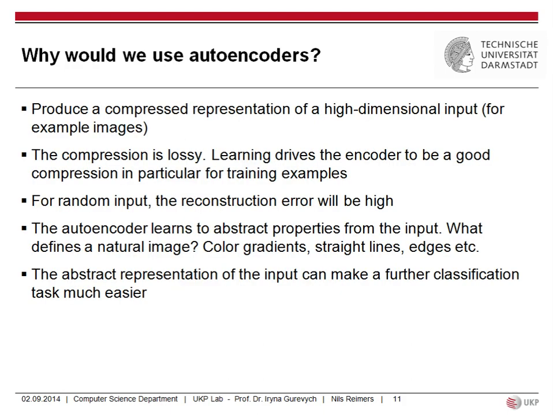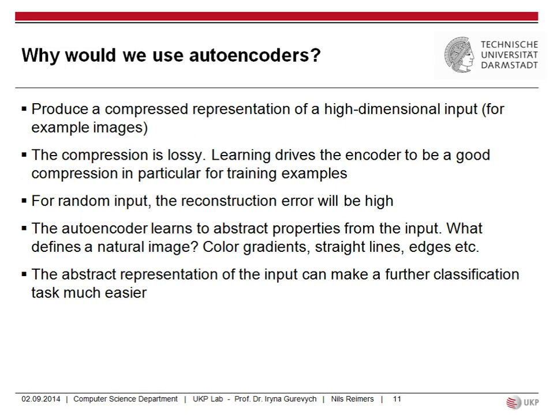What we do with autoencoders is produce a compressed representation of a high dimensional input. When you have an image of 1,000 times 1,000 pixels, it's a very high dimensional space. But in that space, the number of meaningful images, the number of real images, is really, really small. The compression is lossy, so we cannot store all information in our hidden state, only some of it. And learning drives the encoder to be a good compression, in particular for training examples.